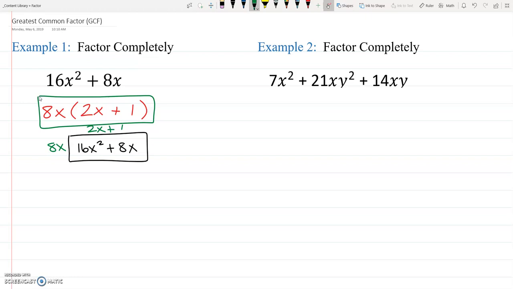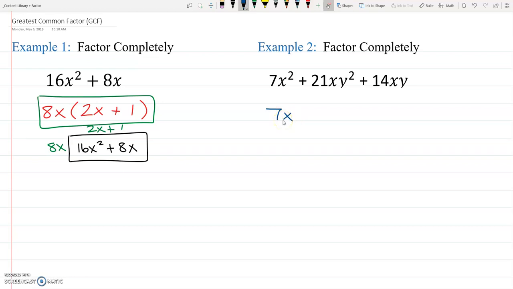Okay, next one, example 2. I'm looking at this. I see one's got a 7, one's got a 21, one's got a 14. Those all have a 7 in them, or a 7 can come out of all those. So I'm going to start doing that right now. Pull out the 7. They all have an x. Yes? Okay, so I can pull out an x.